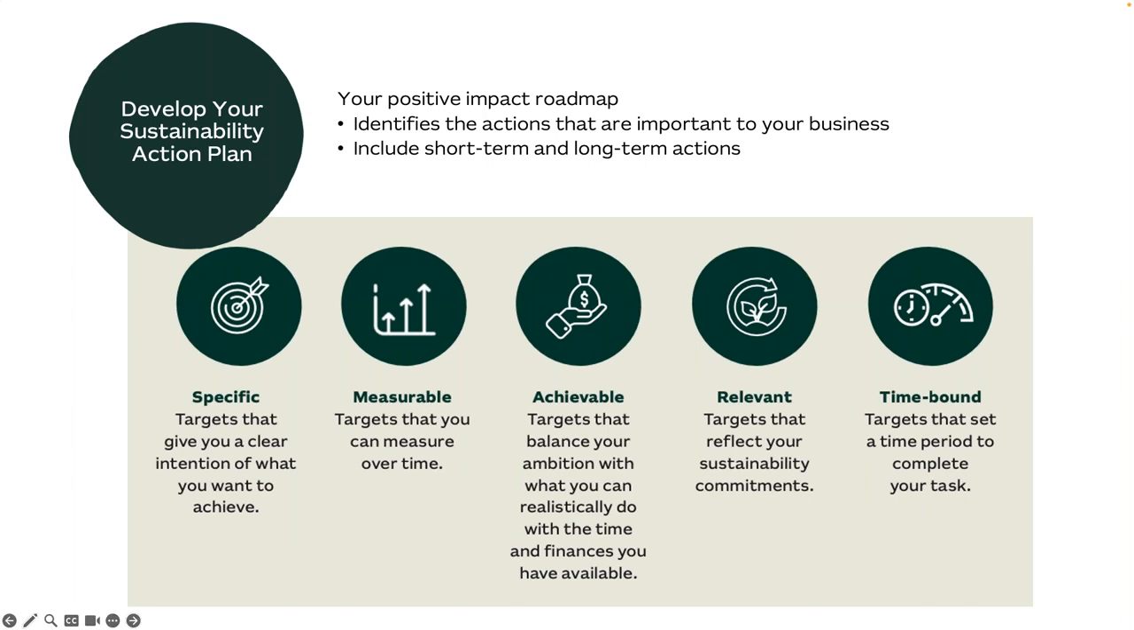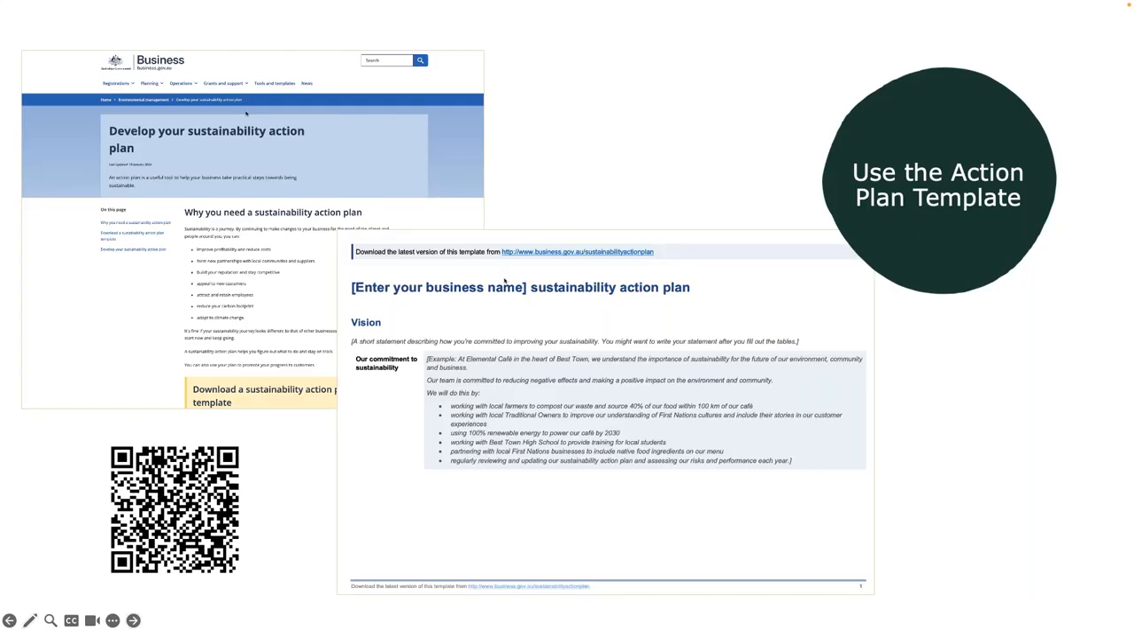This is your positive impact roadmap. And there's a template in the online version of the toolkit that can be used to do this too. To help you get started with setting goals, the toolkit has a Word document template, and Brooke's going to share a link to this to get you started with creating your own action plan and setting your own SMART goals. There's also a QR code that you can download with the link there. The action plan can be downloaded from the online version of the toolkit and is a really useful way to get you started on that process.